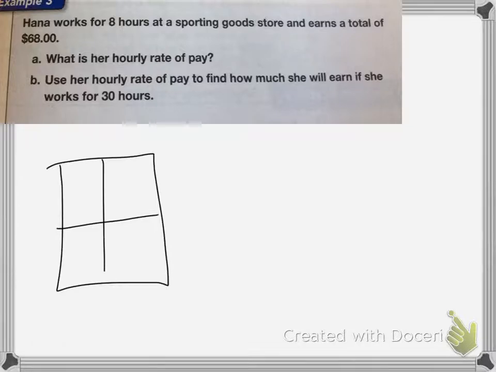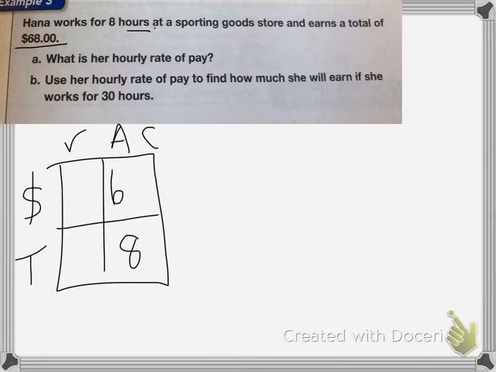So my first one is going to be the amount, the money, and then time in hours. She works for 8 hours. Well, that's my actual count. She worked for 8 hours, and she earned a total of $68. That's my actual count. And I know that I want to figure out how much she is paid in 1 hour.